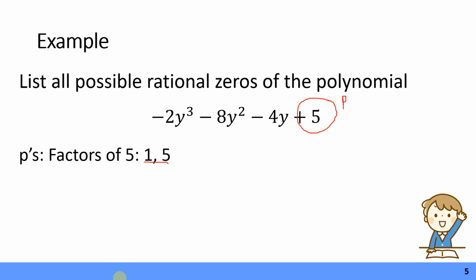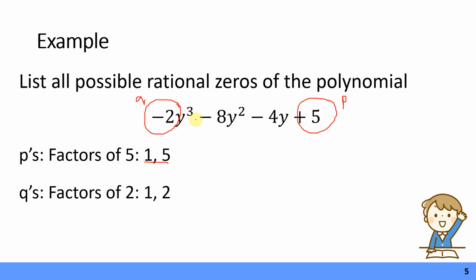Now that's p's. Now for q's, we're going to look at the one with the highest exponent, which is here. The leading coefficient is -2. We're going to have to find the q values. Okay, what are the factors of 2? Well, just 1 and 2. Those are the only numbers that go into 2.